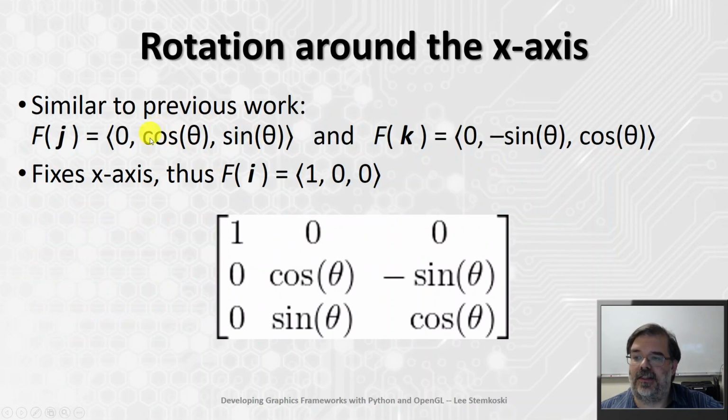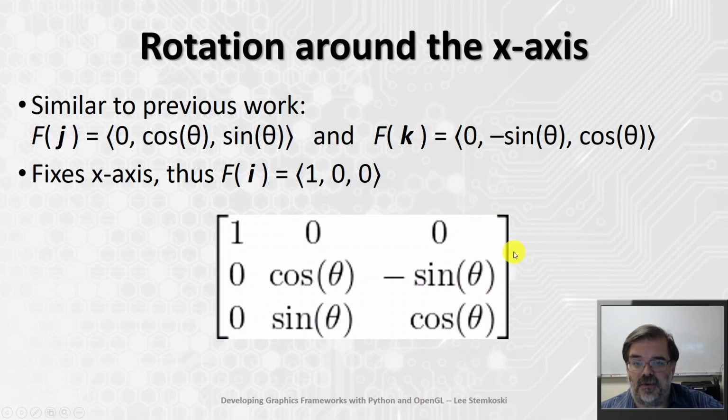You'll get that the first point, the 1, 0 at the end of the vector j, 0, 1, 0, moves to 0, cosine and sine. And again, the 0 is fixed because points on the x-axis are fixed by this kind of rotation. Similarly, k is 0, 0, 1. The first 0 is the fixed x component. The final 0, 1 becomes negative sine, cosine. So that gives us the third column of our rotation matrix. f of j is the second column, and f of k is the third column.